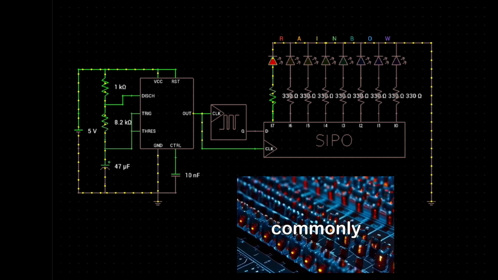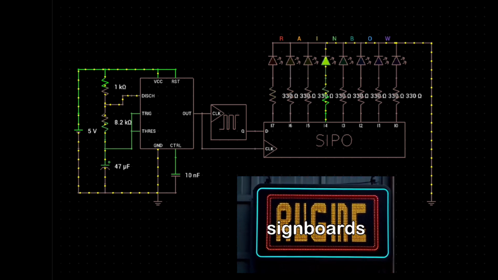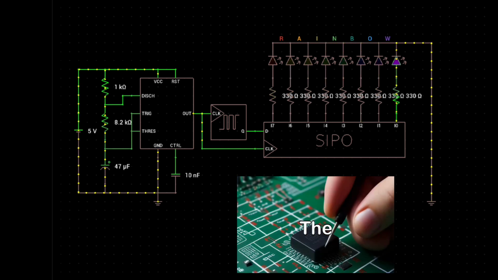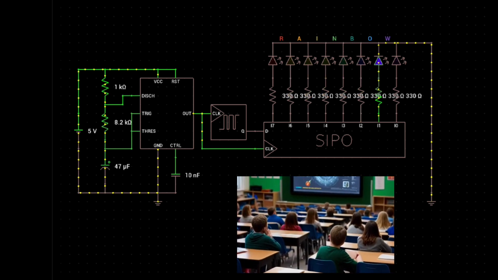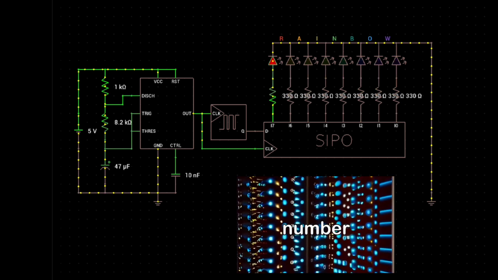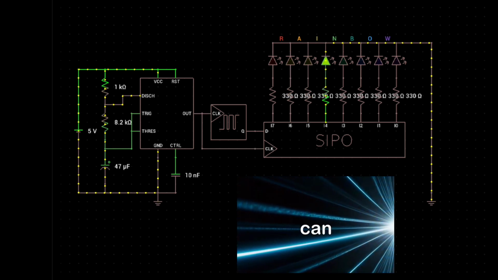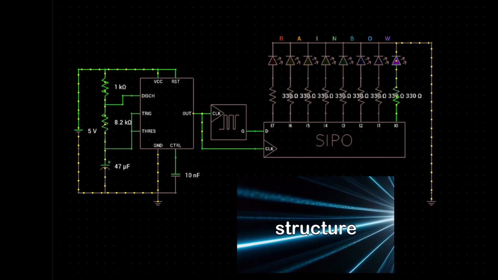This type of circuit is commonly used in LED chasers, running lights, signboards, and simple display systems. The design is easy to understand and very effective for learning timing and digital logic concepts. By changing the clock speed or the number of LEDs, different patterns and effects can be created without changing the basic structure of the circuit.